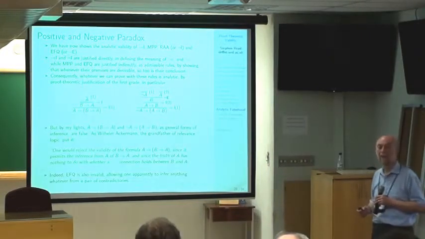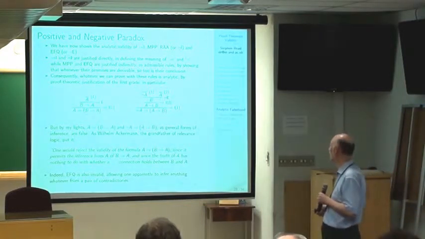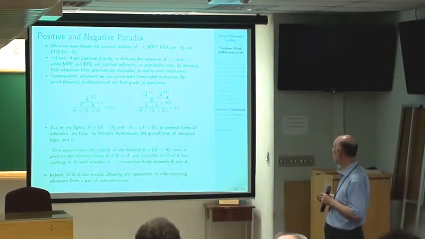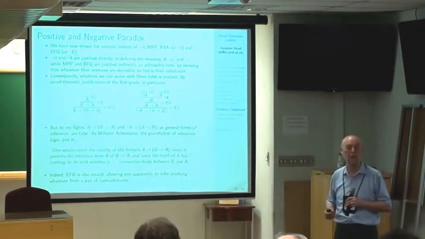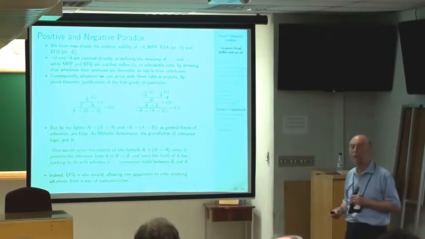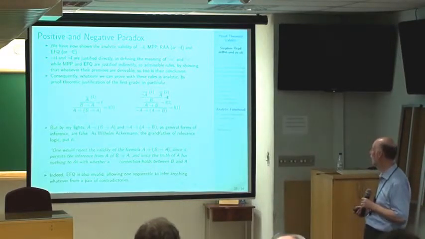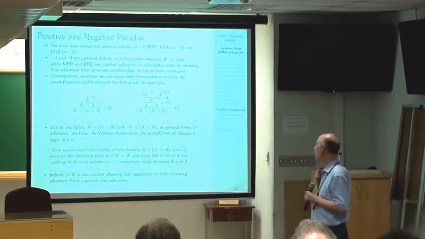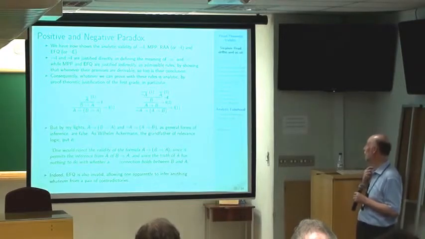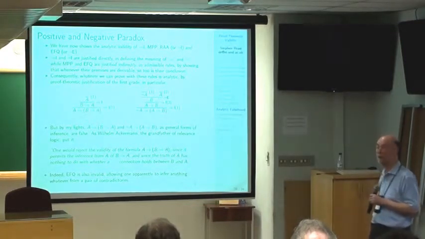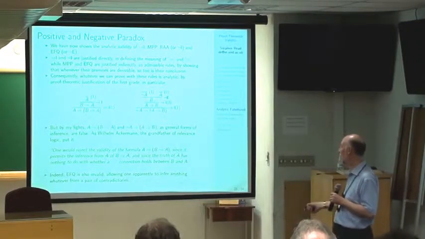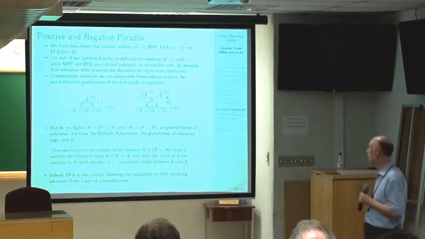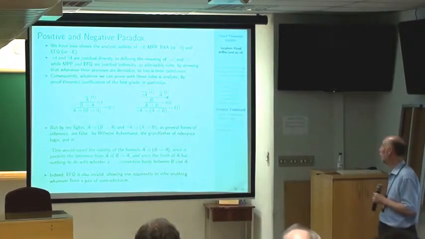And I don't like it. And neither did Feys and Ackermann and other people. So we're talking ancestry here, and again Ackermann, I think, is the grandfather of relevant logic, providing inspiration for the fathers of relevant logic. Way back in 1956, Ackermann wrote, one would reject the validity of the formula A arrow (B arrow A), since it permits the inference from A to B arrow A, since the truth of A has nothing to do with the logical connection between B and A.